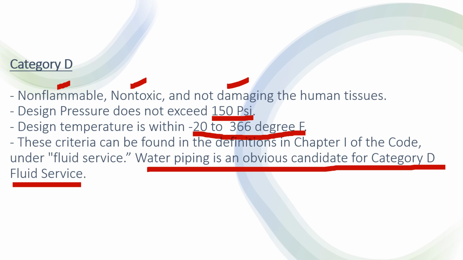Okay, and the design temperature is within -20 to 366 degree F. So if it is meeting all these criteria, then I can say it is category D. So if it is category D, then the inspection level will be accordingly done. So this is one type of fluid, category D.